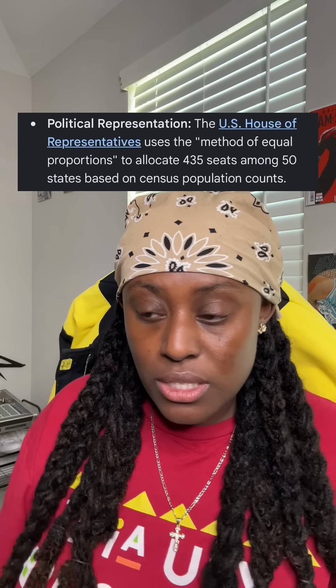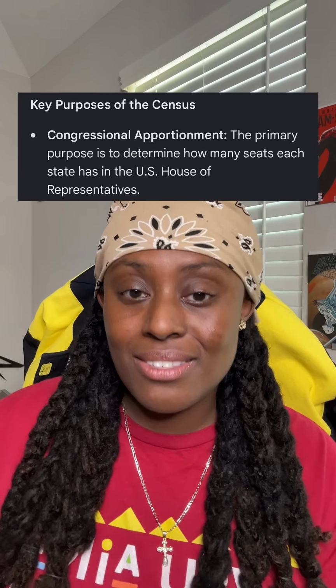Now, apportionment is the process of dividing those seats. So if we have 435 seats in the US House of Representatives and we have 50 states, that means that we have to apportion those seats based on population. How do we know the population of each state? How do we know how many people are living in each state? This is where the US Census comes in.